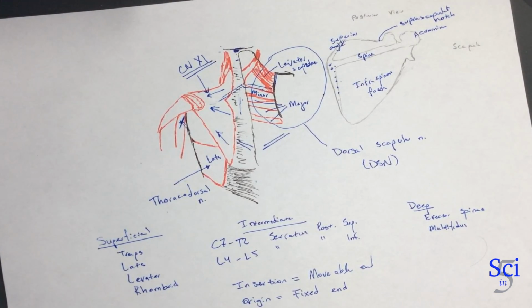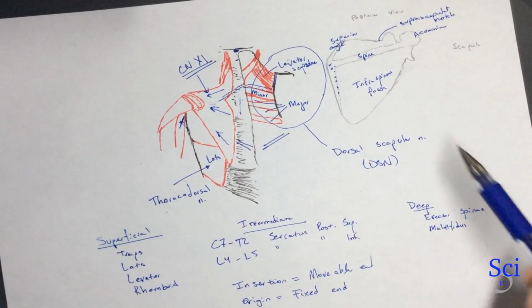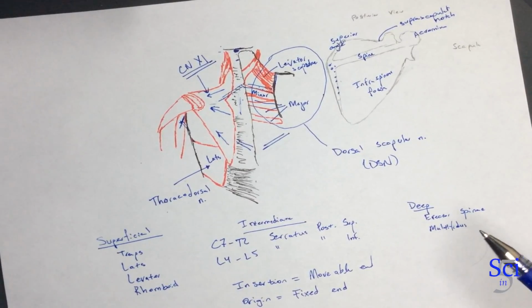Alrighty, that's the first set of the back muscles. Just keep in mind your superficial, your intermediate, and your deep, where everything is. On the next video, I'll try and get a better picture.